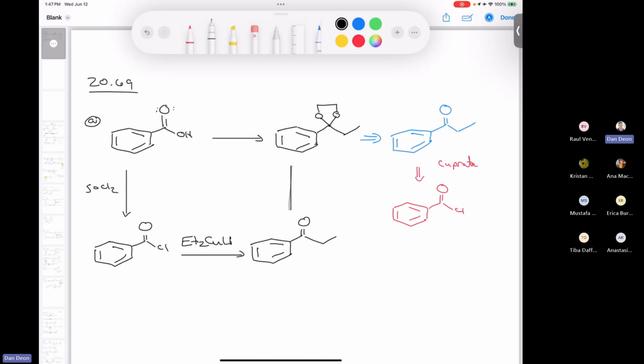And then to make the acetal, we're going to treat it with ethylene glycol, a catalytic amount of acid, and we'll write here minus H2O. And that gives us our acetal like that.